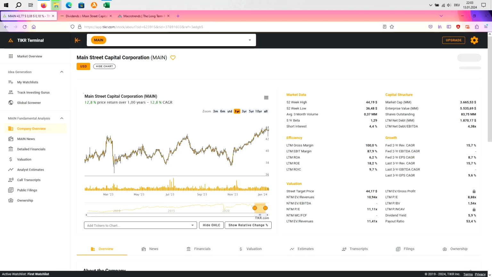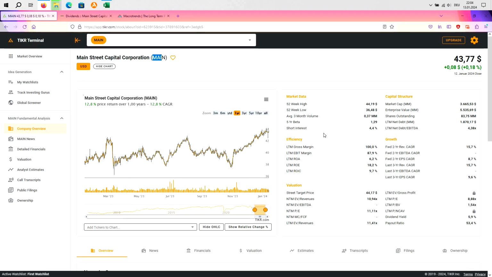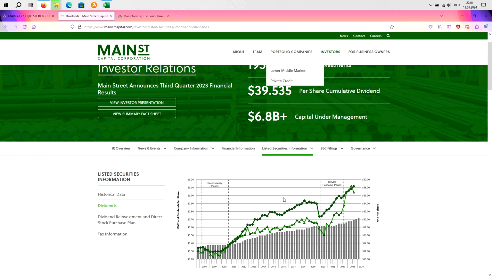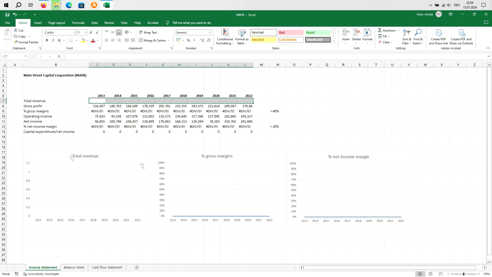Today we will analyze this company, Main Street Capital Corporation, with the ticker MAIN. The reason we chose this company is that it has an amazing dividend yield of almost 6%, and for an American stock it's relatively cheap, trading at $43.77. Additionally, as you can see on their corporate website, they are paying monthly dividends, and those dividends are increasing over the years.